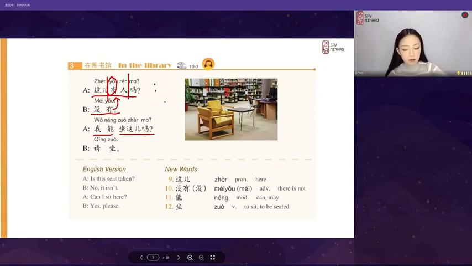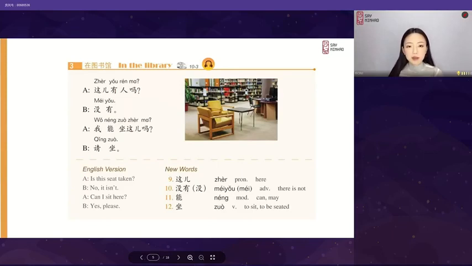So 能 plus a verb means can do something. And can I sit here? 我能坐这儿吗? The subject 我, the person is always at the beginning here. Okay, last sentence is 请坐, please sit. Okay, now let's try to read it from the start. Read after me.